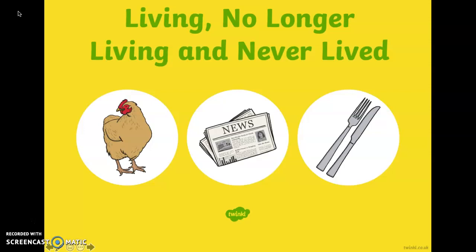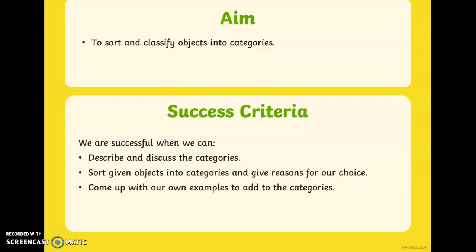But the interesting thing about some non-living things is that they may have been alive at one point. So let's go ahead and look at this presentation and see if we can discover which things were living or are living, and which things may have lived at one point but are no longer living, and then things that have never lived. So today we're going to classify objects into categories. So classify just means name them in a specific way. And in order to classify things, we have to sort them first. So you're going to help me sort them.